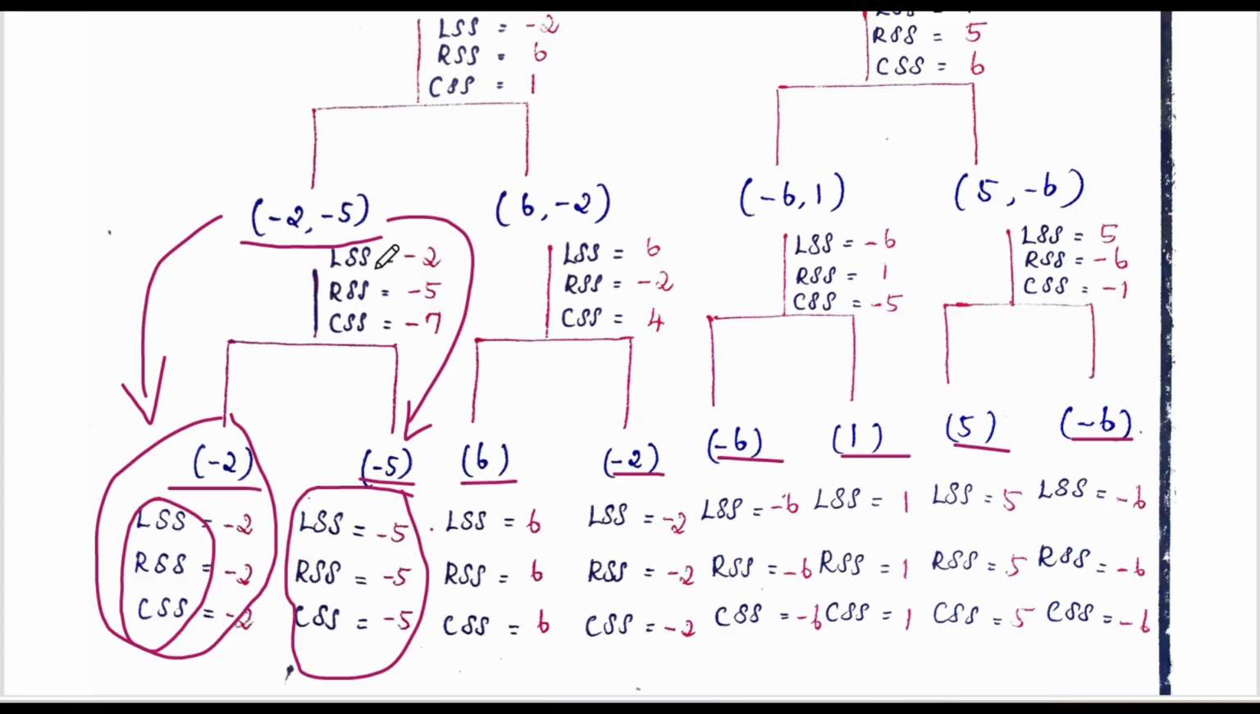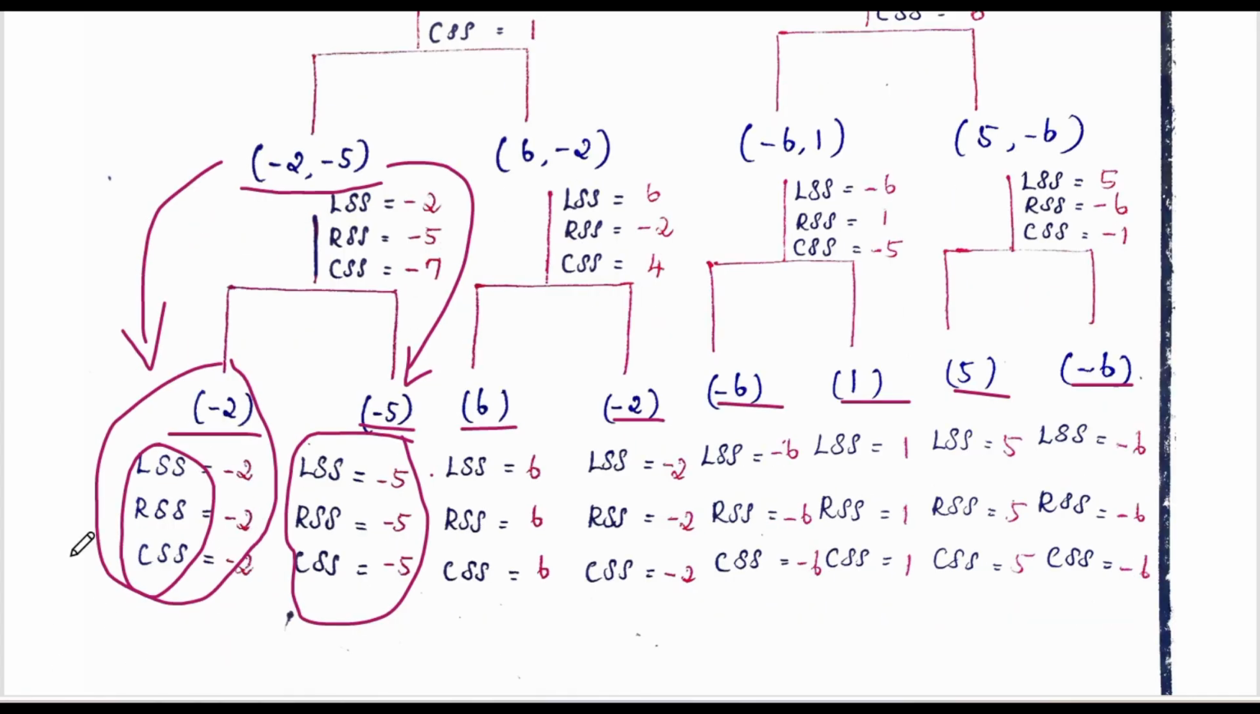Then how to fill these values? LSS equals whichever is the maximum value among the left side calculated values. Here all the values are minus 2, right? Thus the maximum is minus 2. Here all the values are minus 5, the maximum is minus 5. Clear? Then how to find this minus 7? So the crossing sum subarray. So here the array is divided into two parts, right?